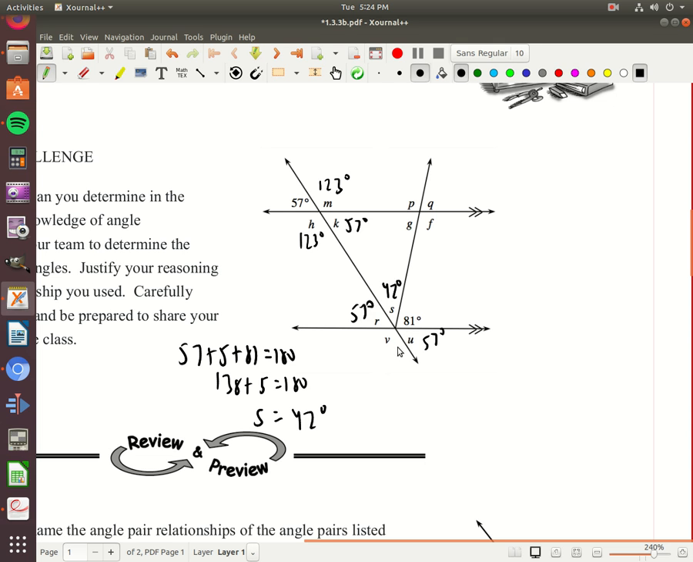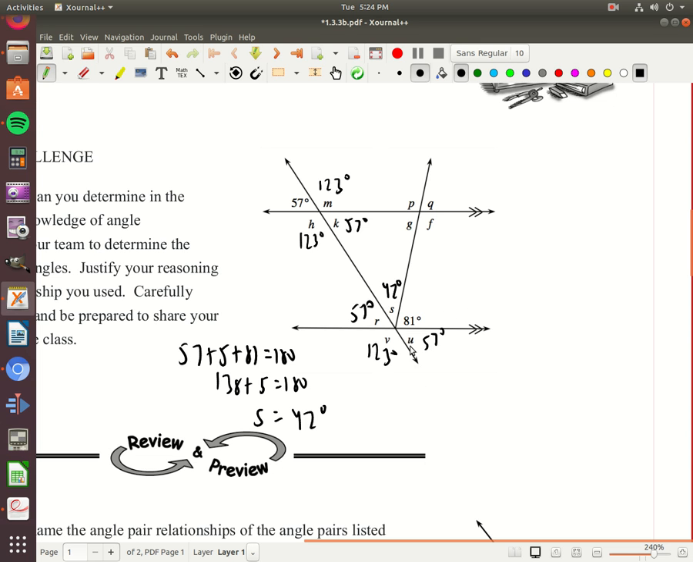And then U and V are supplementary, or they are vertical to 100. These 42 plus 81 adds up to 123, right? So this is vertical to 123, or it's supplementary to 57. Doesn't matter. A lot of different ways that we can prove that. So now, look, these are also parallel lines. So what's going on here?